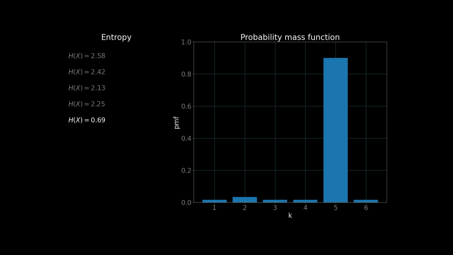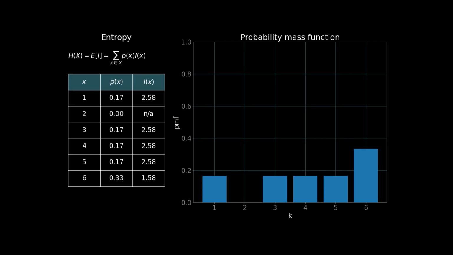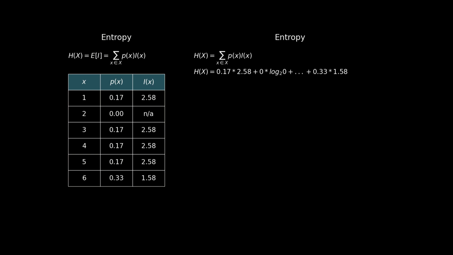The higher the bias of the die, the lower the entropy. When we reach the extreme case where one of the probabilities is zero, a special convention is used. As we've seen, the information cannot be calculated because log base 2 of 0 is not defined. This means that technically entropy is not defined either.